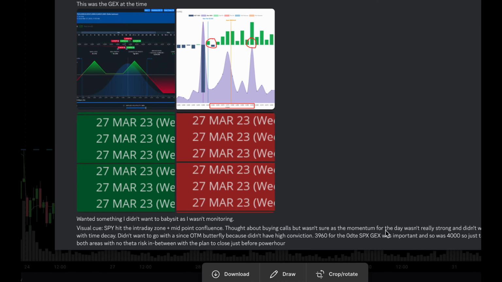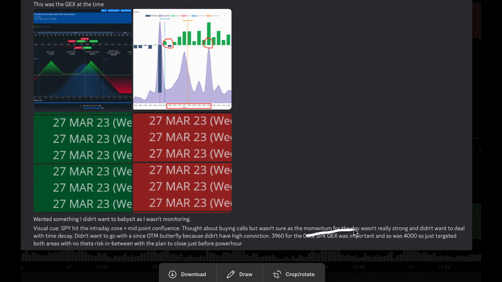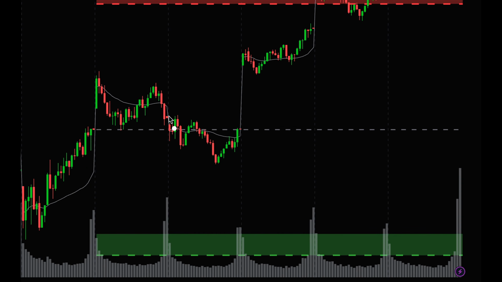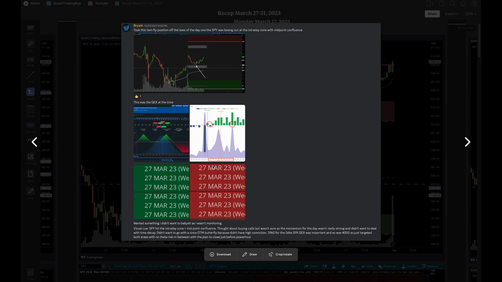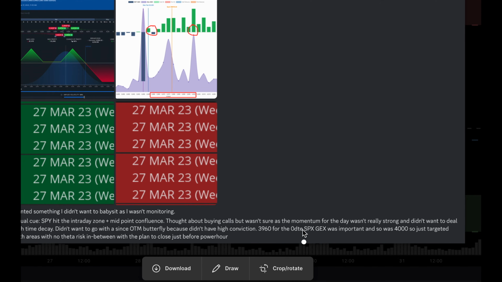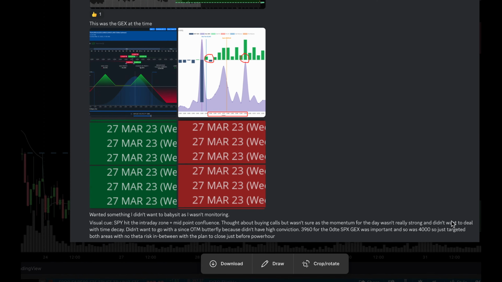I thought about buying calls, but I wasn't sure, as the momentum for the day wasn't really strong enough. So I didn't want to buy calls and have to worry about theta, as the market, as we can see, was selling. It was moving pretty slowly on Monday, and this sell-off wasn't really that aggressive, and then it was pretty choppy here. So I didn't really want to just buy calls and then have to sit in this position and watch theta decay away at the options. So I didn't want to deal with the time decay.